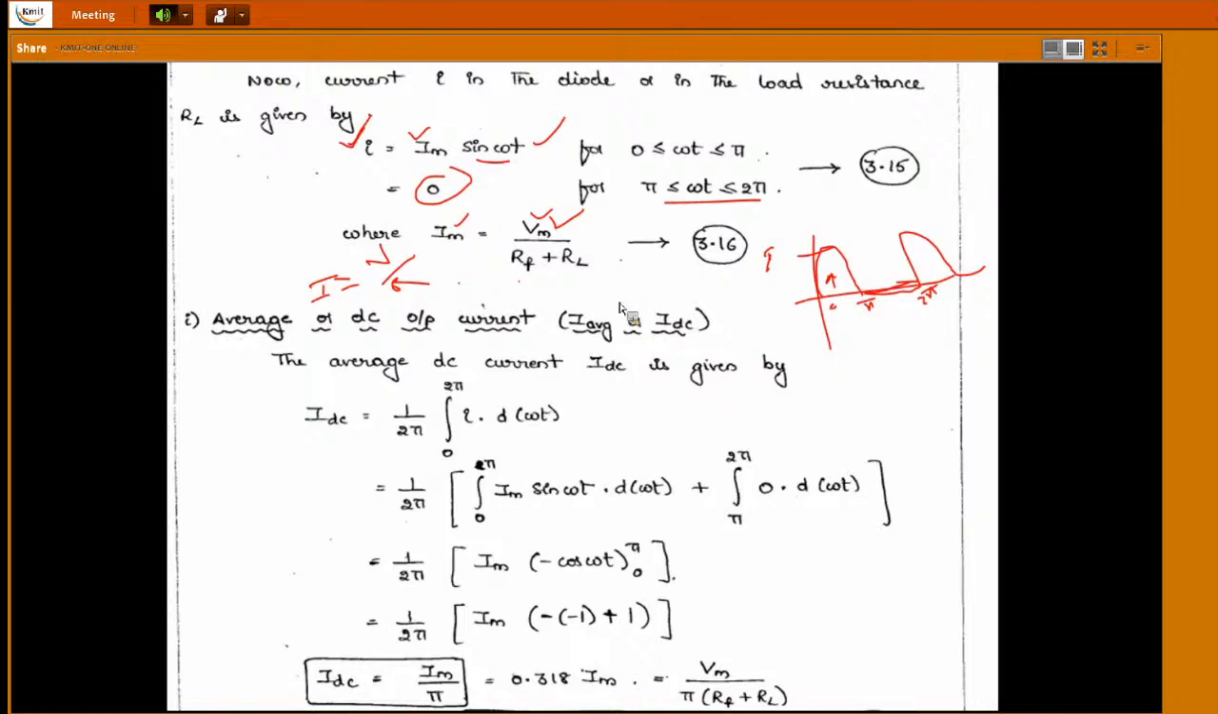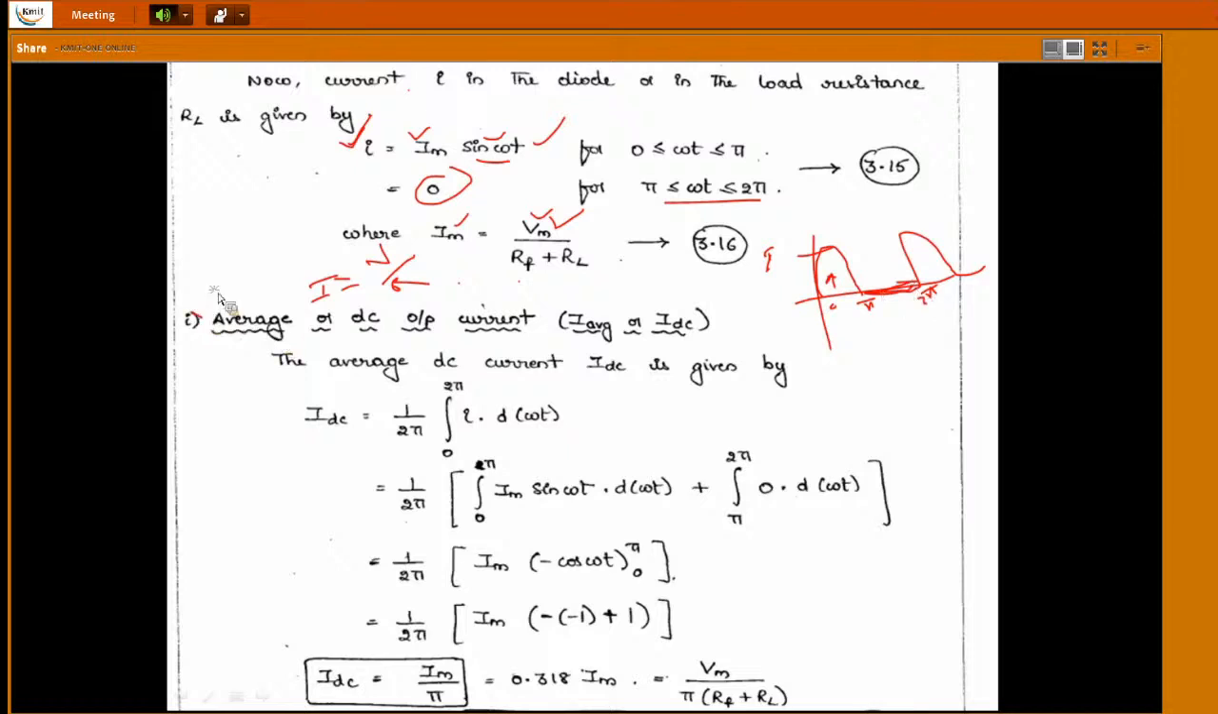Now see here. What is your maximum current Im expression? V by R, so Vm by Rf plus RL. Now take this as one more expression. The input signal Vi is equal to Vm sin omega t. The current signal is defined as I is equal to Im sin omega t during 0 to pi, and it is 0 during pi to 2 pi, because it is rectifying half the signal only, and the remaining half is 0.